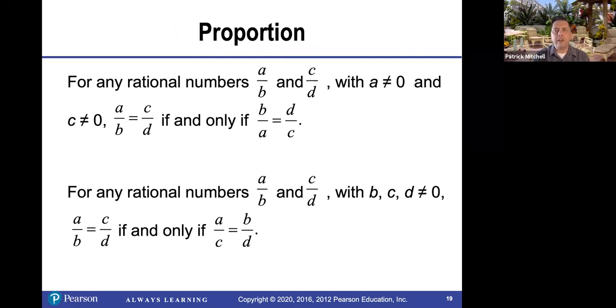Equivalent ways of writing proportions: for any rational numbers a over b and c over d, with a and c not equal to 0. Actually, in order for this to work, none of these numbers could be 0: a, b, c, or d. A over b equals c over d if and only if b over a equals d over c. In other words, two fractions are equal if and only if their reciprocals are equal. So what I get out of this slide is just that there are different correct ways to set up proportions. Another way to do it is, instead of writing a over b equals c over d, you can write a over c equals b over d.